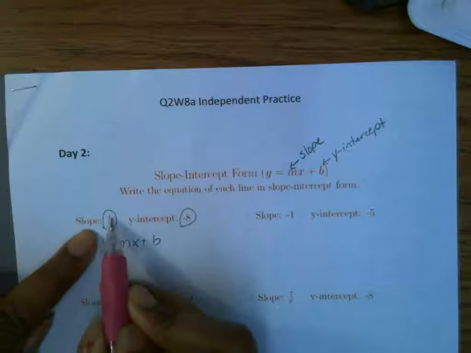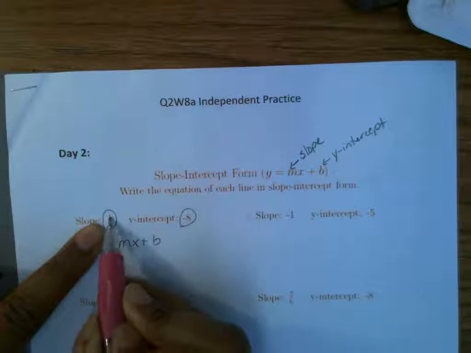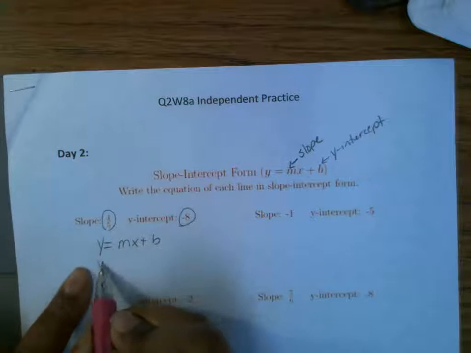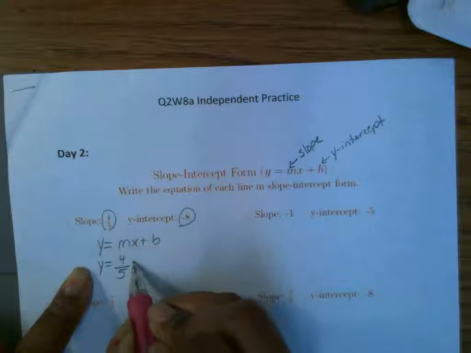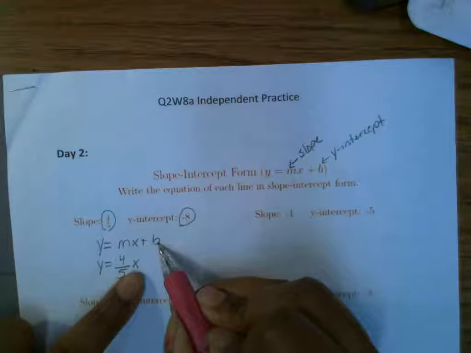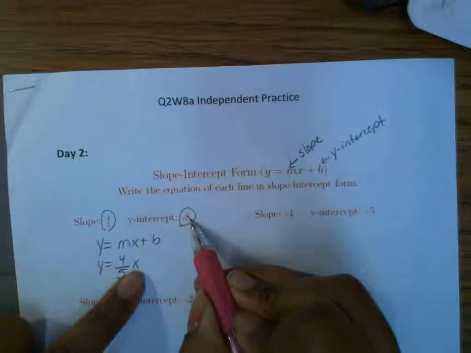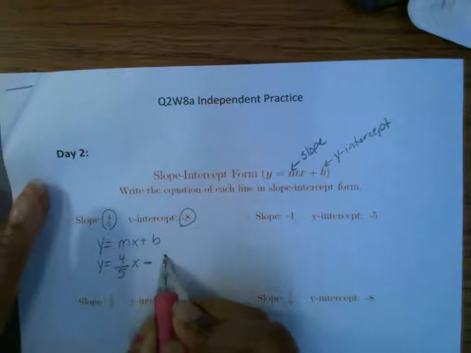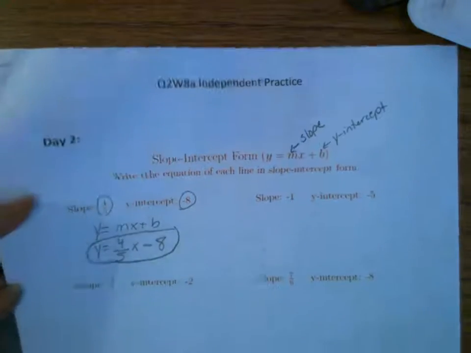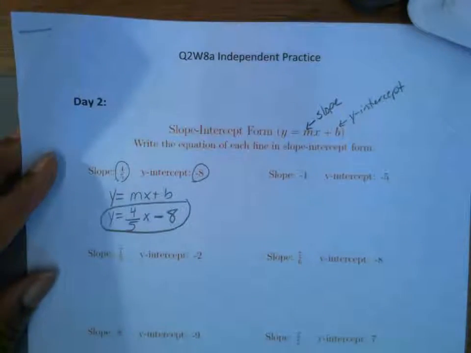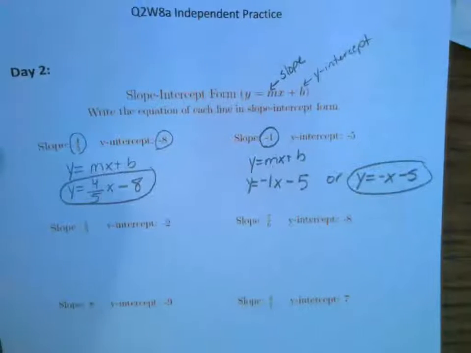So for m, I'm going to replace this m with 4 over 5 because that's my slope. So y is equal to 4 over 5. Bring down my x. And I'm going to replace b with a negative 8. So that's minus 8. This is my equation. Any questions about that? Okay, we got some questions in the chat. Yes.